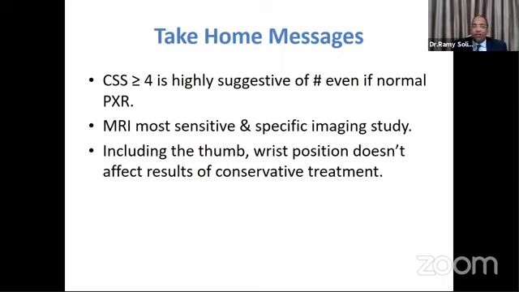The take-home messages are that a clinical scaphoid score of 4 or more is highly suggestive of scaphoid fracture even in the presence of a normal plain X-ray. MRI is the most sensitive and specific. Including the thumb and wrist position doesn't affect the results of conservative management.